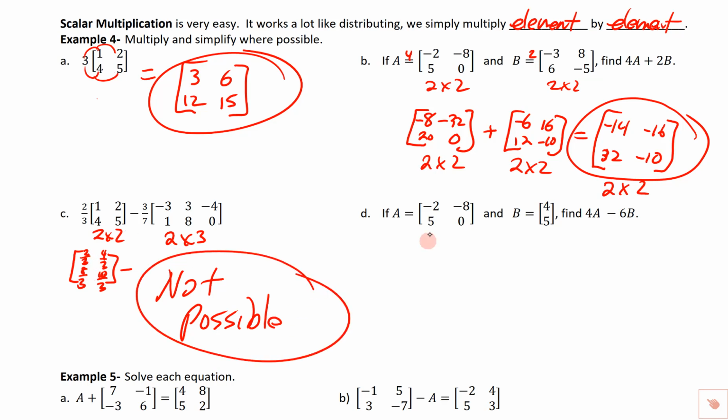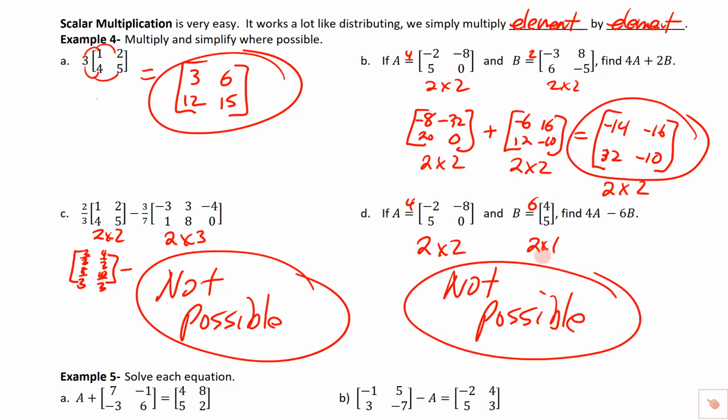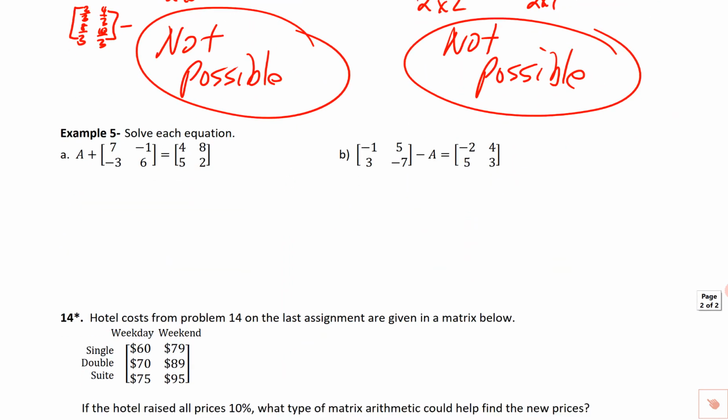Okay, let's take a look at this next one. This one says we want to do 4a minus 6b. Again, we could multiply a 4 in here and multiply a 6 in here and then do a little subtraction problem with these. But remember, this is a 2 by 2 and this is 2 rows and 1 column, so that's a 2 by 1. So this is also going to be not possible. It really pays to check those dimensions before you start plowing through and trying to do the problem.